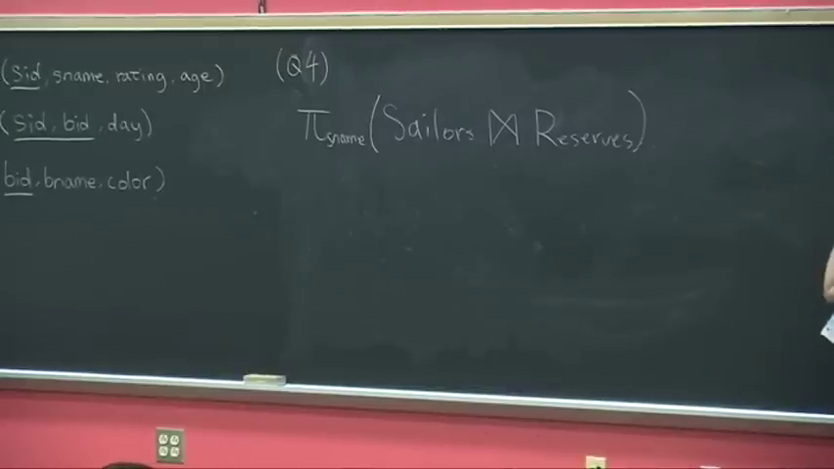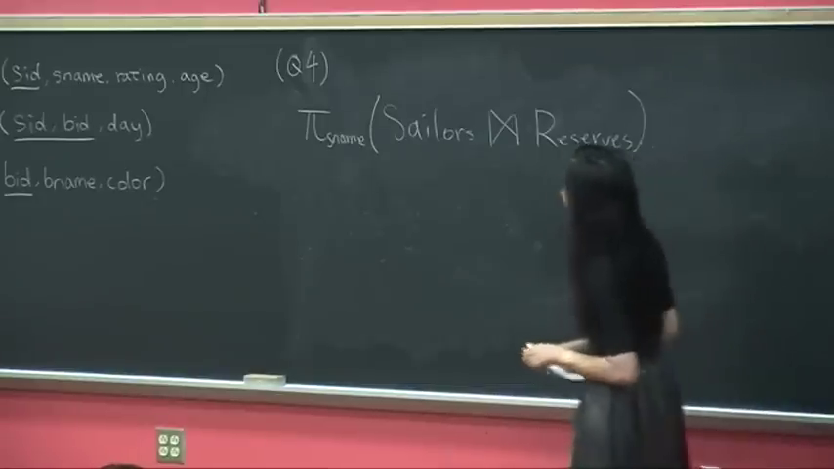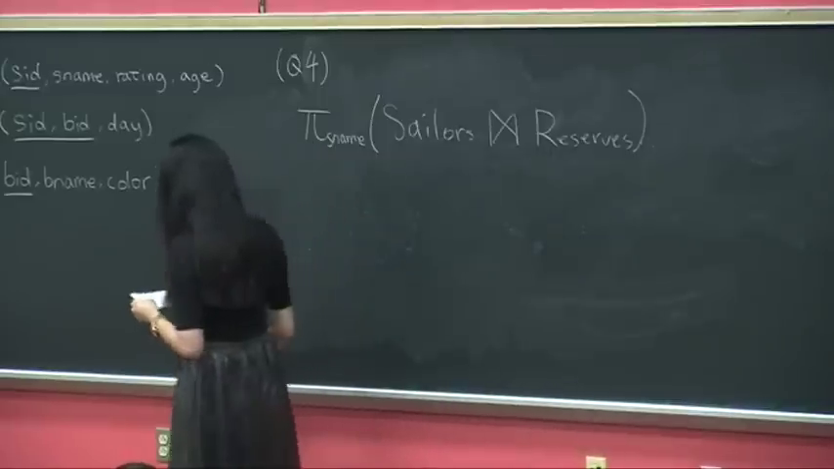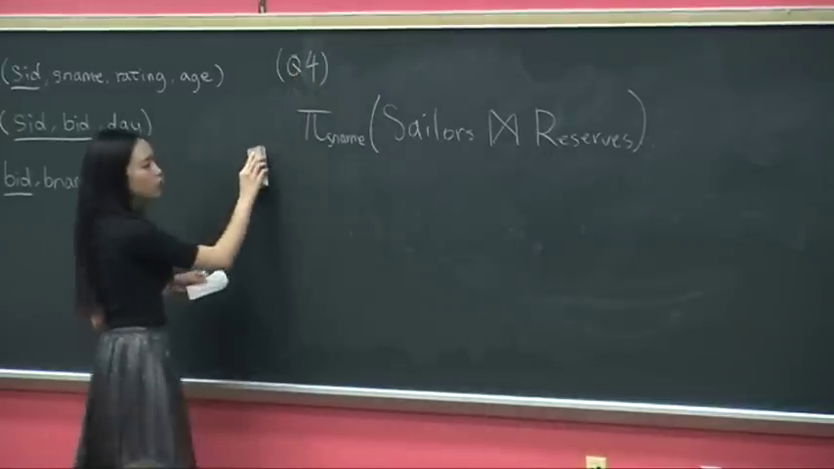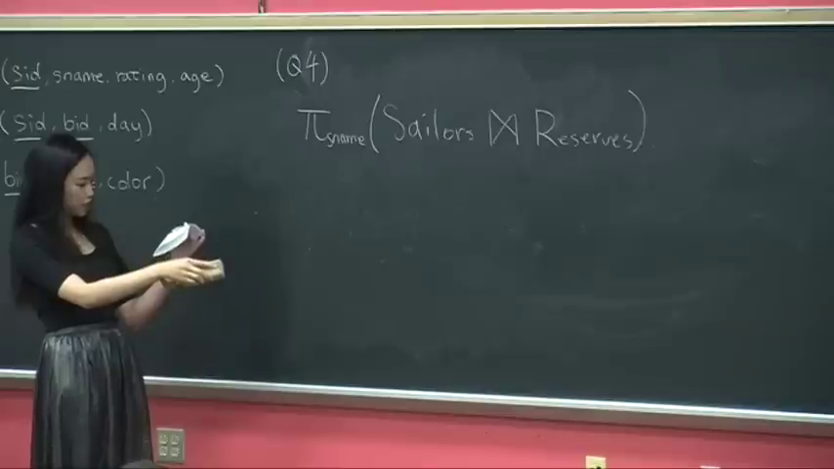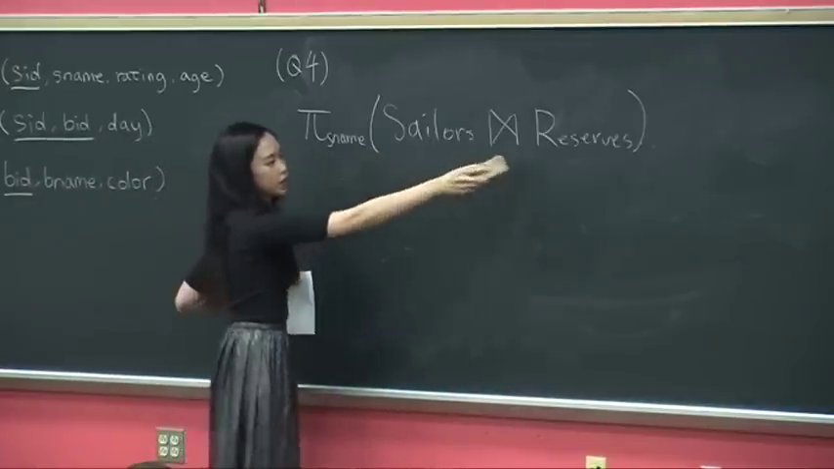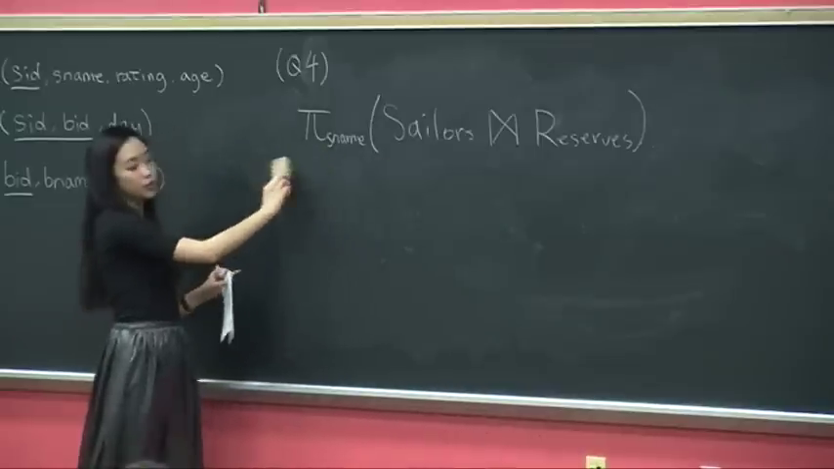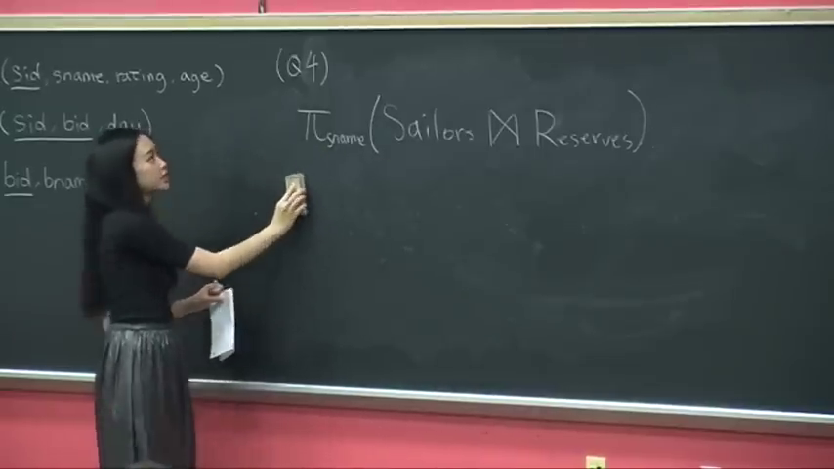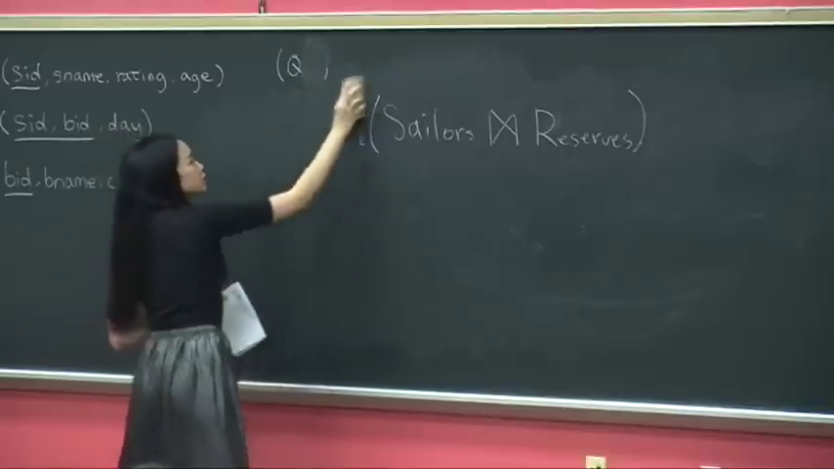You all got that? Because they want to write query 5 at the same spot. So that's for query 4. If you want to find names of sailors who have reserved at least one boat, take the join between sailors and reserves. Then because we want just the sname, take projection. Okay, that's for query 4.